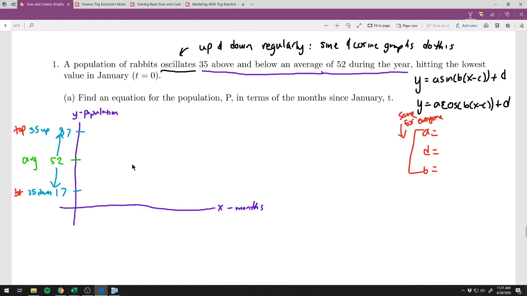But what you can do is realize here that this is giving you A and D. A is how far we move from the middle or the average to the top, which is 35. Right, just like it was before, nothing different here. And D is the middle itself or the average, which is 52.